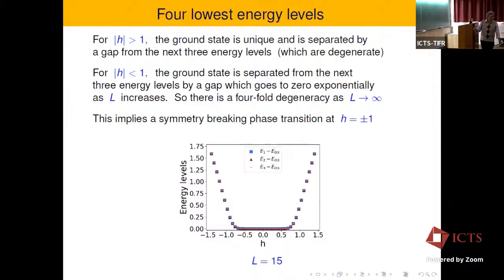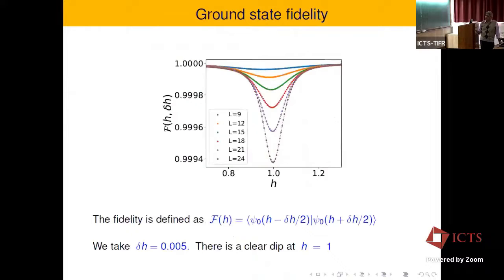Okay, so this is the first proof, that if you look at the 4 lowest energy levels, you find that they're degenerate with each other if your h is between -1 to 1, whereas there's a unique ground state outside that range. So this kind of suggests that there's a symmetry breaking phase transition at h equals plus or minus 1. Okay, now this is of course a small system size, 15. The next thing we looked at is the ground state fidelity.